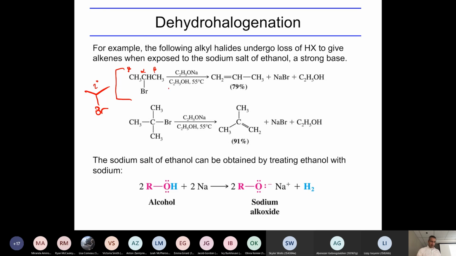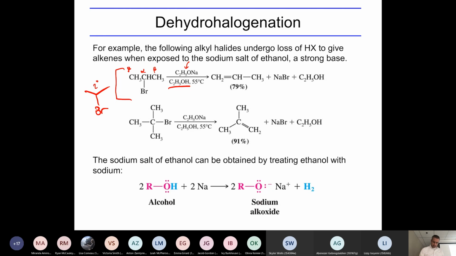And we're going to put it in ethanol. C2H5OH is ethanol, which is a polar protic solvent. Good. And we're going to add this thing, C2H5ONa. What the heck is that? Well, it's got a sodium. First thing you see, sodium dissociates.